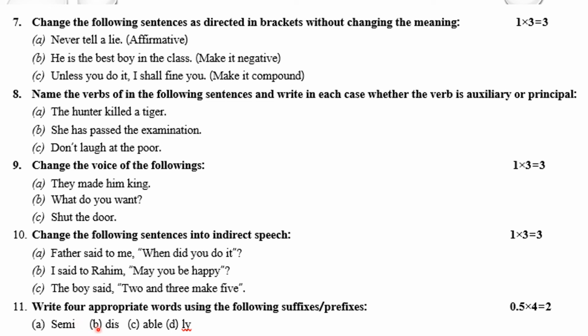Okay, we can make words this way. Dis: dishonest, disconnect. Able, unable, or ability. Ly: slowly, quickly, happily, nicely. Okay, these are the word formation by using suffix or prefixes. So, dear learners, this way you have to correct the sentences.